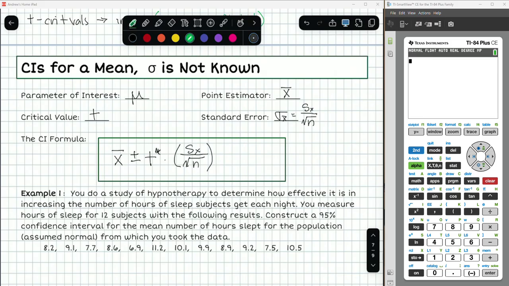Our sentence frame for our conclusion looks identical. So we are blank percent confident that the interval from blank to blank captures, and then context from the problem. Same sentence frame. Let's go ahead and do two examples so we can see what this looks like in practice.